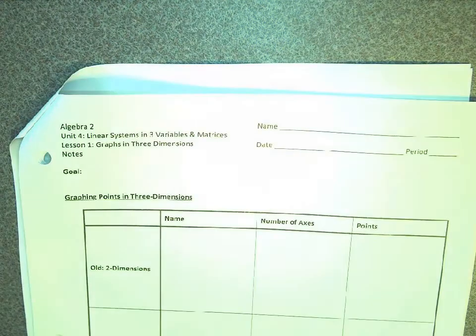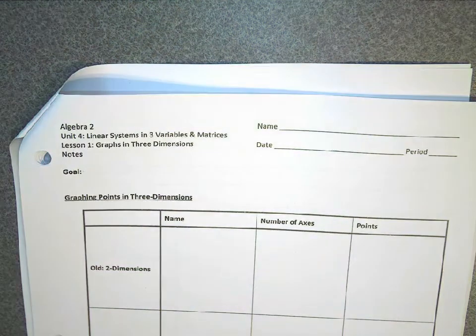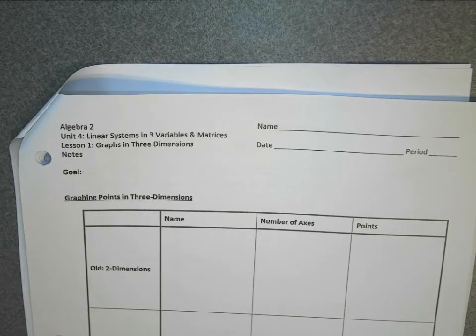We're going to be dealing with x, y, and z. 4.1 notes look like this. And all we're going to be talking about in 4.1 is what these graphs are going to look like in 3 variables. Okay, so graphs in 3 dimensions.